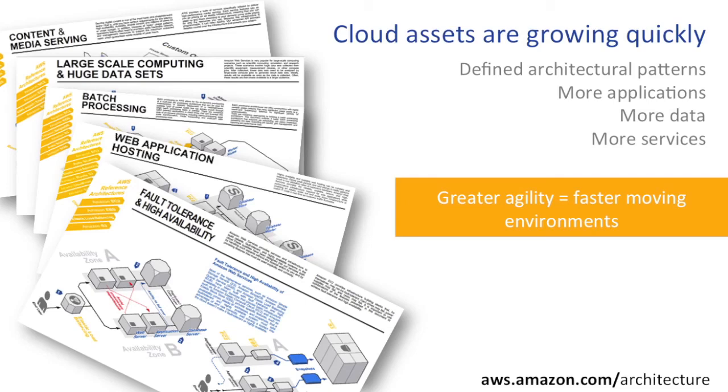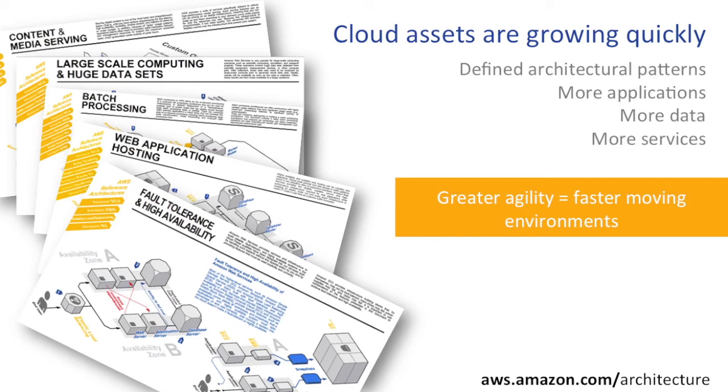So setting the scene, why is this sort of sprawl of resources occurring more in the cloud than would do in traditional facilities? I think it's driven really by the fact that cloud assets are growing quickly because we're defining more and more architectural patterns for the use of cloud. And certainly if you go to aws.amazon.com/architecture, you'll find a whole range of those, driving things from batch processing, web apps, highly fault tolerant, highly available application deployments. As a result, more applications are being deployed, more data is resident in the cloud, and that itself has a certain gravity associated to it, so it's easier to move applications towards the data, and as a result you end up having more services in the cloud.